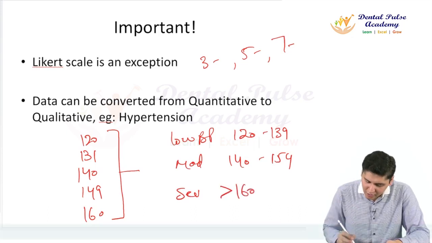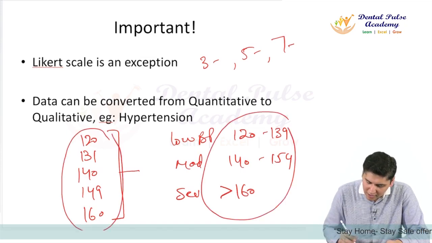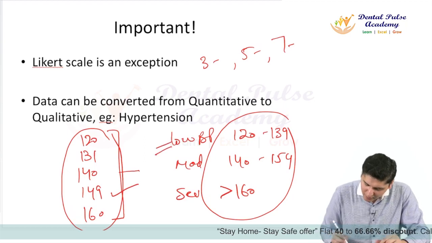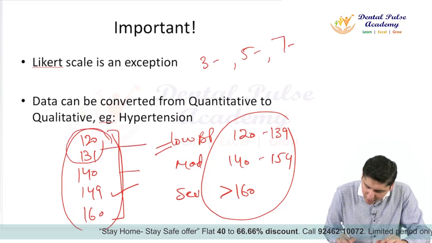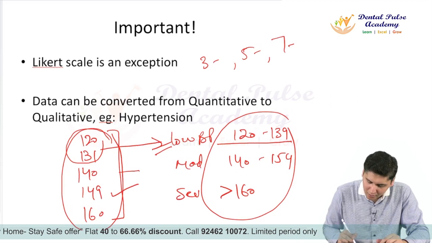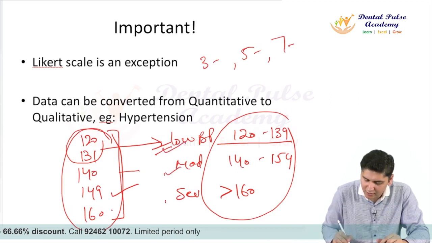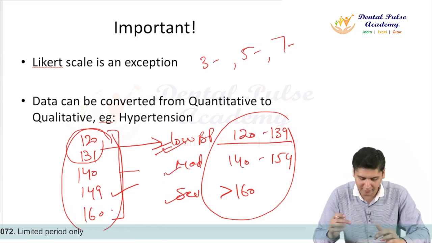Now this transition from quantitative data to qualitative data: here we have absolute numbers and here we have categories. No matter what BP the patient has, it will fall into low BP if it comes under this category. So in this way, the quantitative data can be expressed into three categories. That is a conversion from quantitative to qualitative.